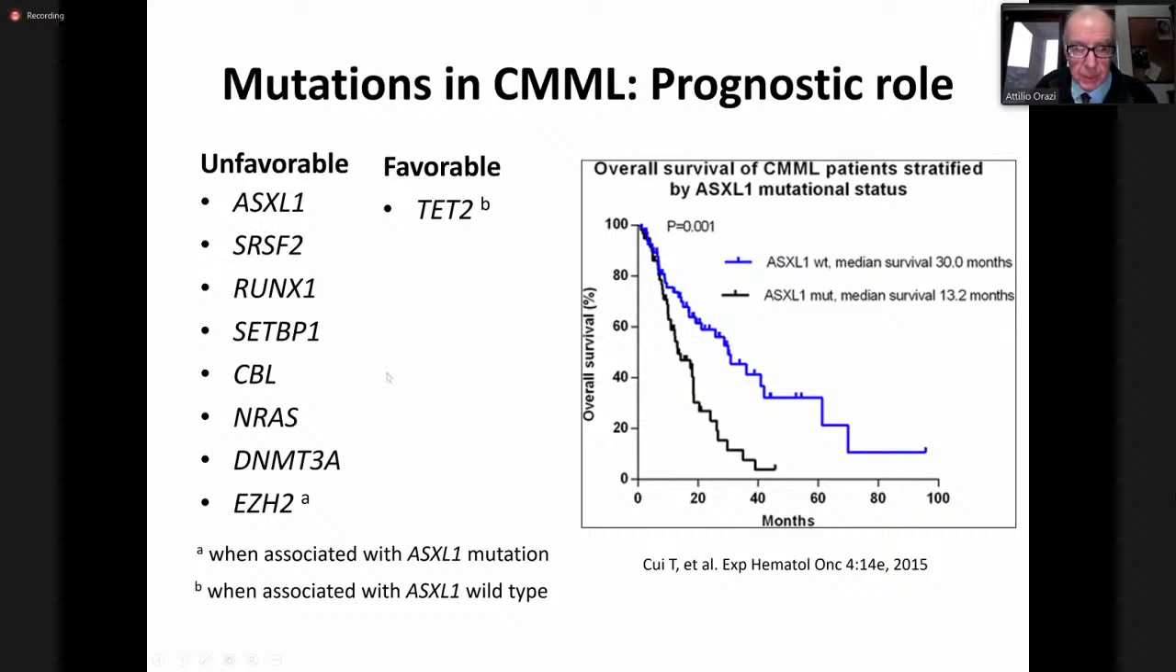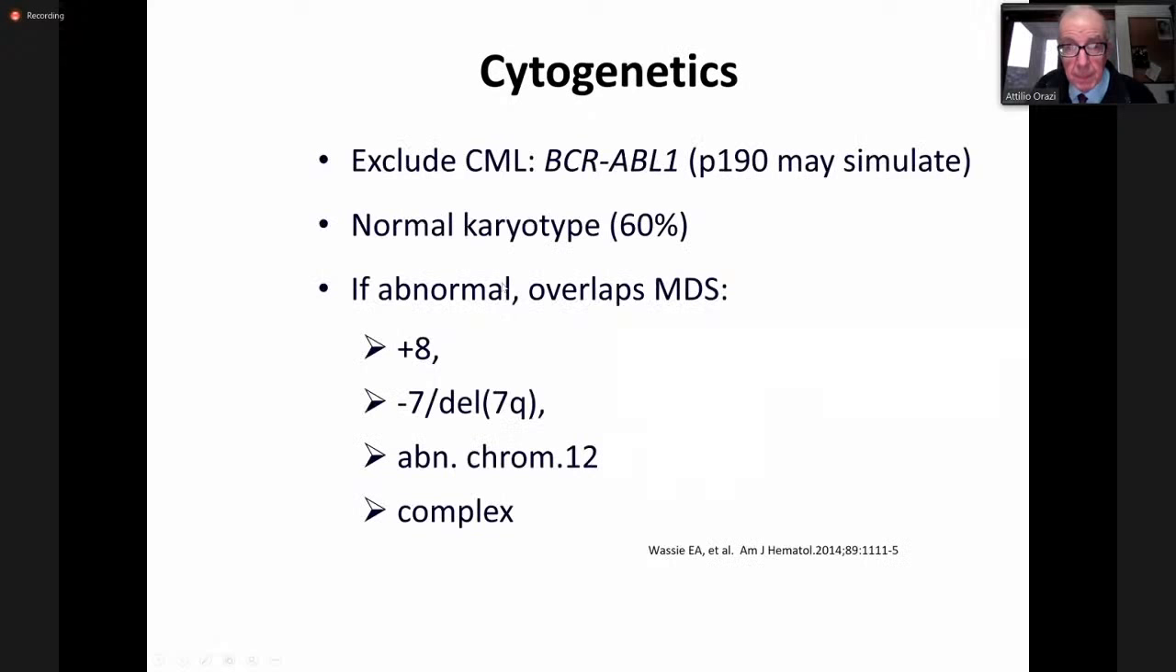If you have a combination, it gets worse. And you can see the survival curves are different. For example, ASXL1 is a very powerful prognosticator, and as you can see here, is at the top. And it shows you how you can separate patients by the presence of wild type versus mutated ASXL1.